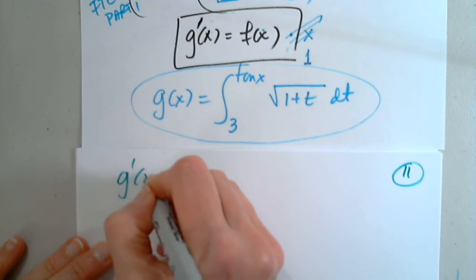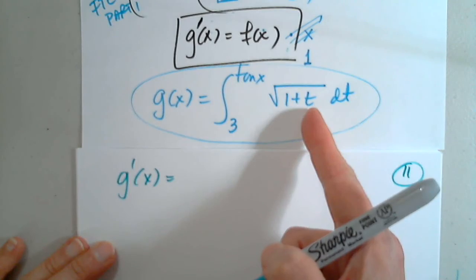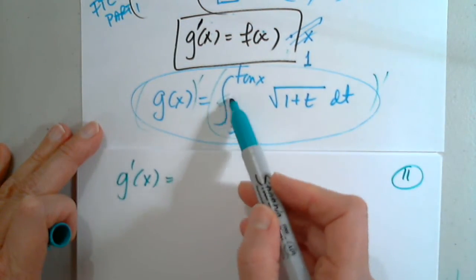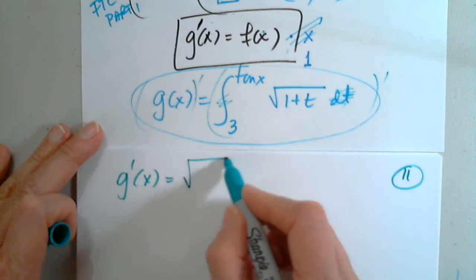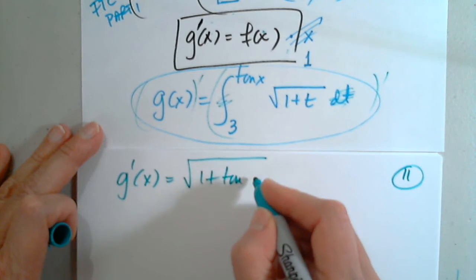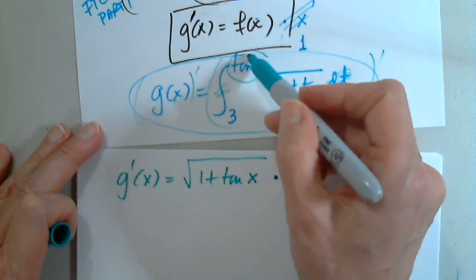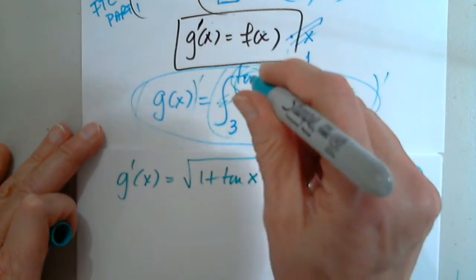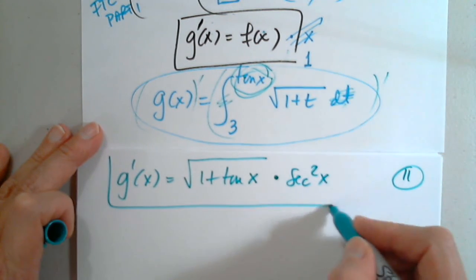Very simple. g prime of x equals, I replace t, because I'm differentiating this side and I'm differentiating this side. This symbol goes away, this symbol goes away, and the square root becomes 1 plus tangent x, but this time this is not plain x, so I have to multiply by this function prime, which we know is secant squared x. This is it.